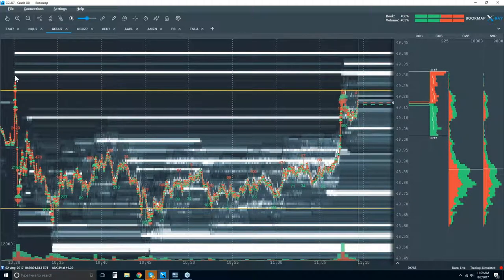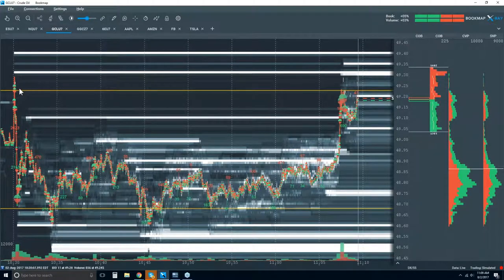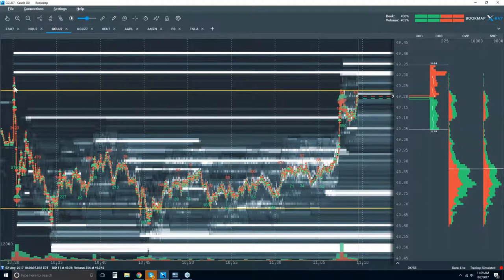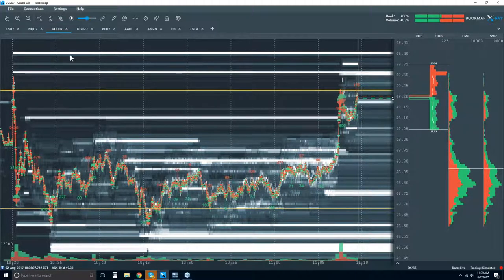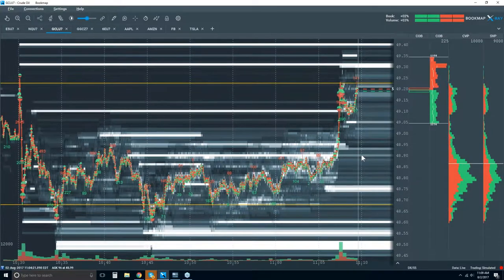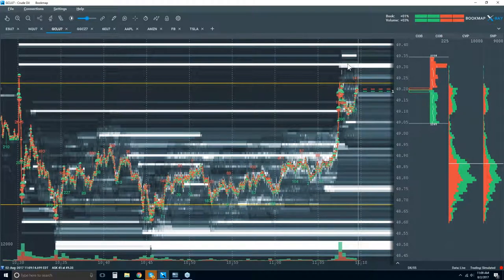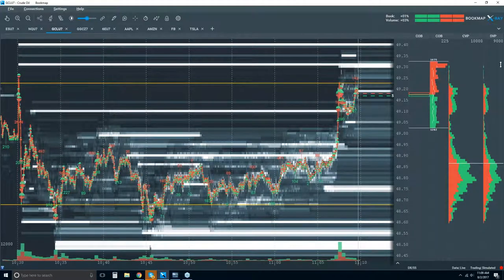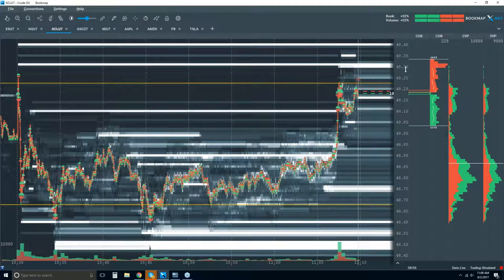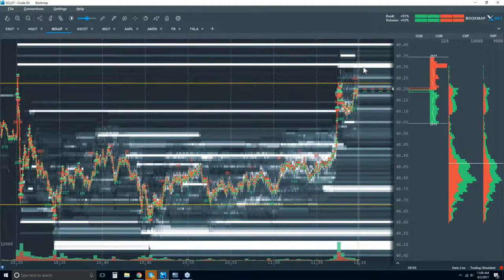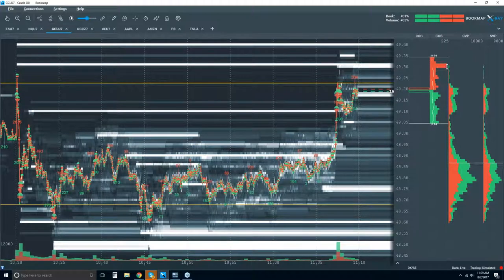I'm looking for a continuation. Why do I say that? Because maybe some of the weaker players are going to be placing their stops up in these areas. It looks like they're gunning for that higher liquidity up at some of these areas, and we can see them here at 49.30, lining up in the book, ready to take any of those stops. Very high liquidity here.